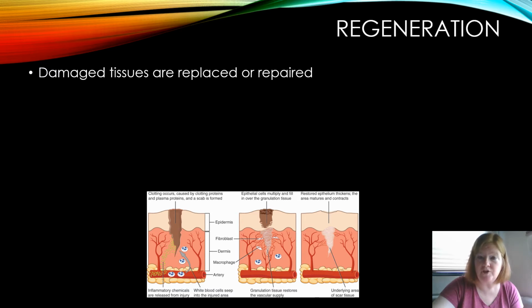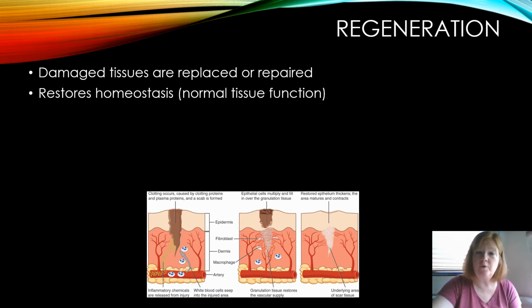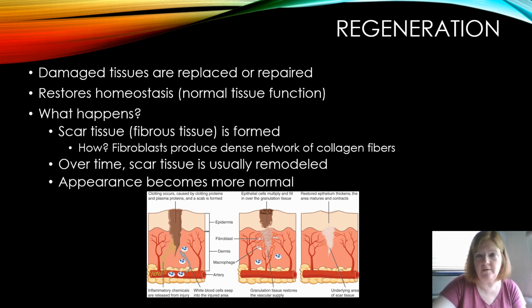Now, regeneration. So the damaged tissues are replaced or repaired. So it restores homeostasis. So the inflammation is about allowing regeneration to happen. Regeneration is actually what restores homeostasis or normal tissue function. So what happens? There's scar tissue or fibrous tissue that's formed. So fibroblasts help with that. Over time, the scar tissue is usually remodeled and becomes less apparent.